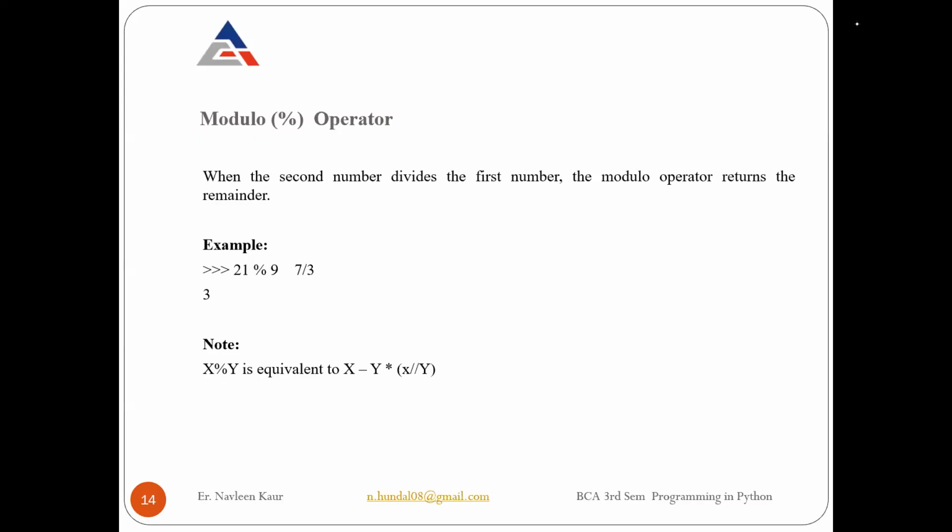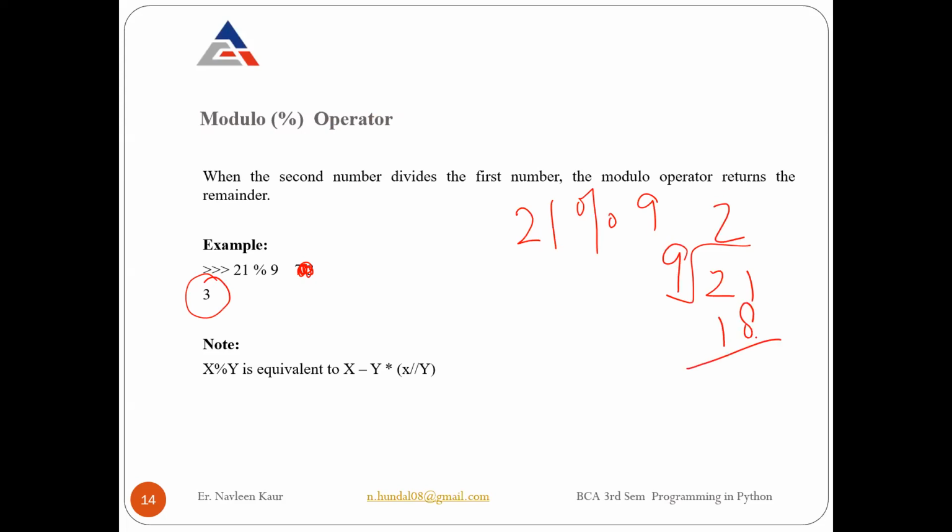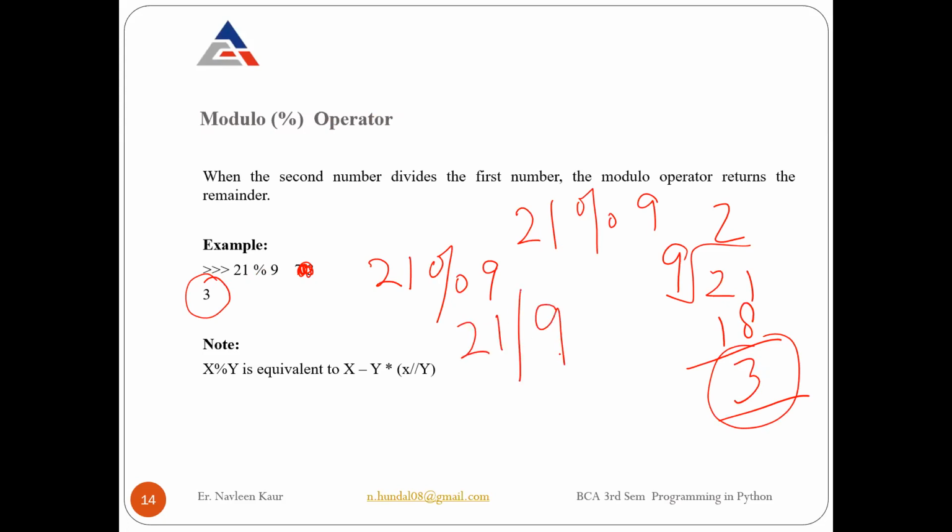Next is the modulo operator. When you do the modulus of two numbers, it will divide the numbers, 21 by 9, and if there is any remainder, it will return that. Can you see, if you divide 21 by 9, 9 2s are 18, and there is a remainder of 3. This remainder you got because of this percentage sign, that is the modulo operator. So if you write 21 percent 9, it will return the remainder. However, if you write 21 divide by 9, it will return the quotient 2. This is something very basic, and I hope you already understand this.